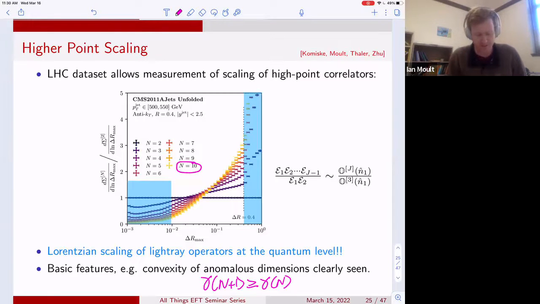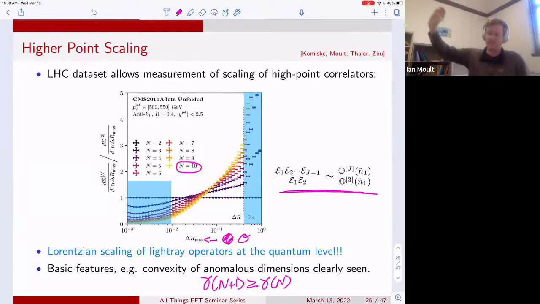And so this is a plot of this ratio as a function of this angle between the correlators, theta, again, of this particular ratio shown here. And so the fact that these have a non-vanishing slope shows that these different light ray operators scale at the quantum level in a different way.